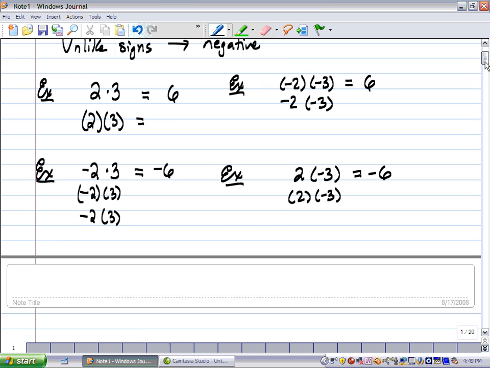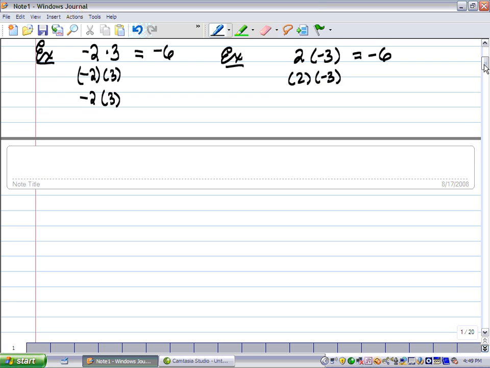The same thing happens with division. So if I multiply or divide, if the signs are the same, 10 divided by 5, which is the same as 10 over 5, is 2. I might also note that we say 5 into 10, and 10 divided by 5. Those are all the same. The signs are the same. 10 and 5 are both positive, so the answer is positive.